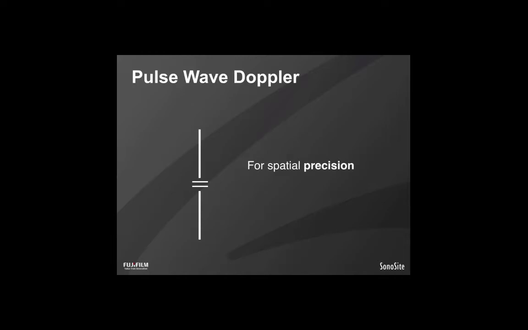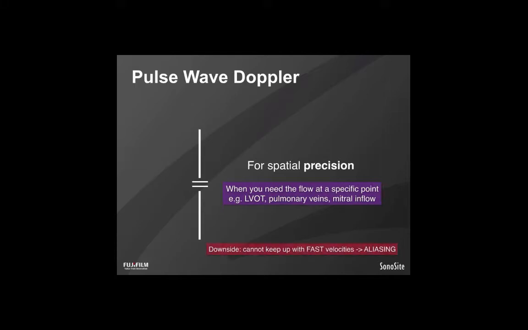So pulse wave is unique in this way that it can provide us with the information from a particular point, but it suffers, of course, the downside of aliasing, which we've already mentioned. So it cannot keep up with seriously fast velocities. And we will see this in a couple examples. And now, when actually using pulse wave, you want to place this, what appears to be an equal sign, which is a sampling gate, into the exact area where you want to get the velocity.